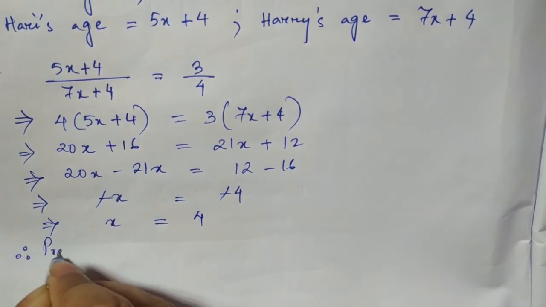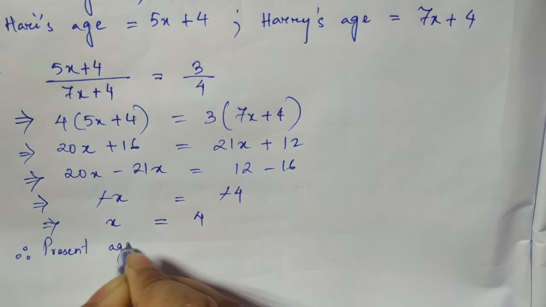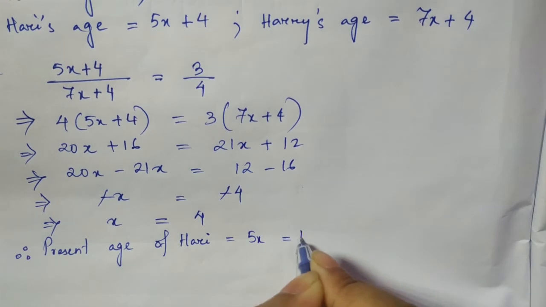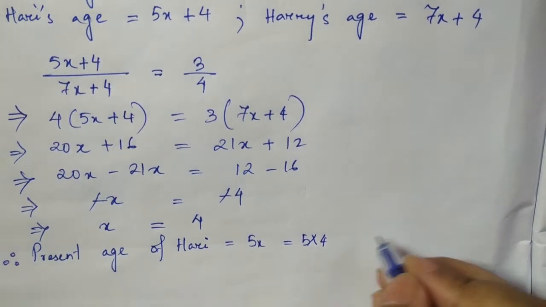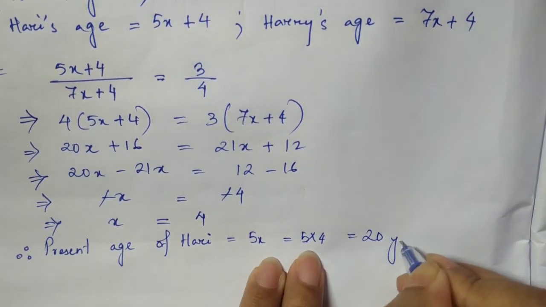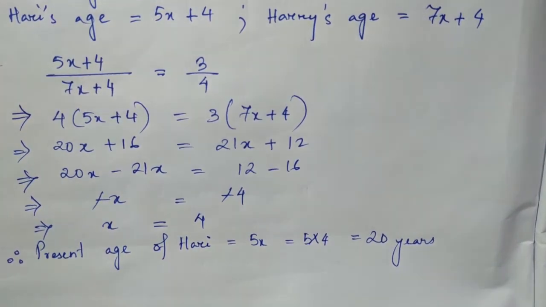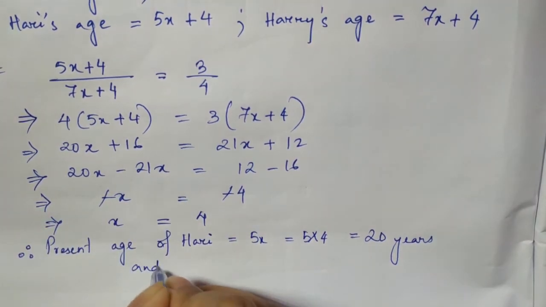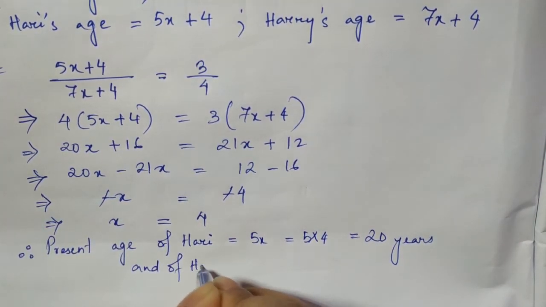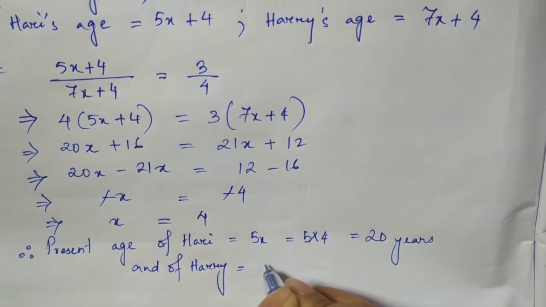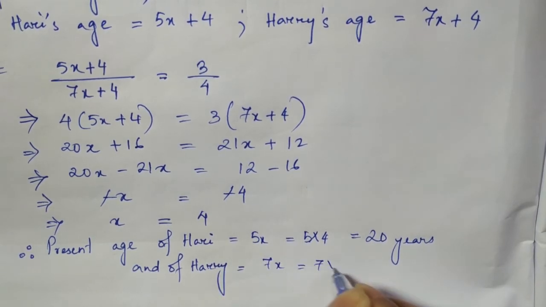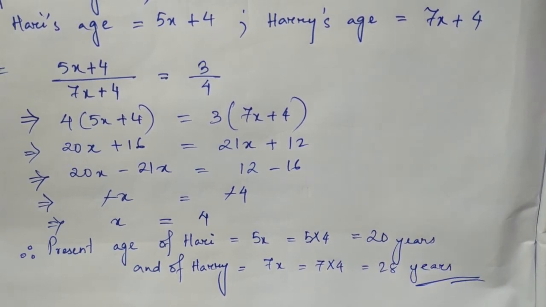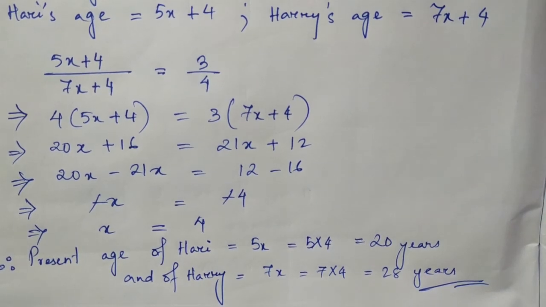Therefore, the present age of Hari is equal to 5x. 5x means 5 into 4, which is equal to 20 years, right? And of Harry, you can write the full statement also. I took it as 7x, so 7 into 4 is equal to 28 years. So this way I got their present ages.